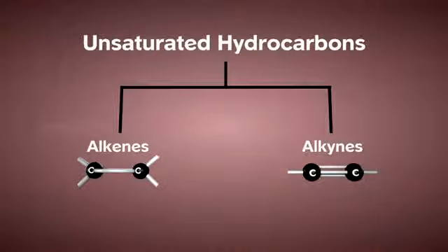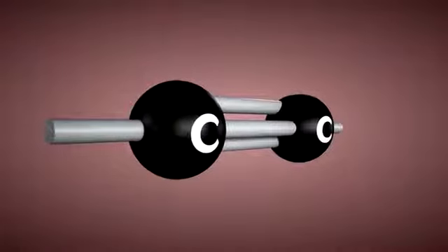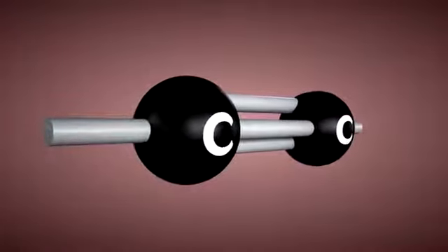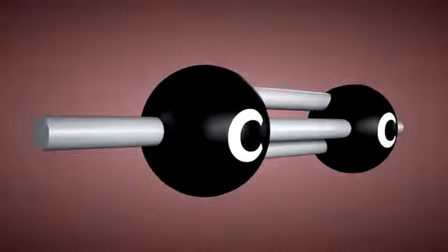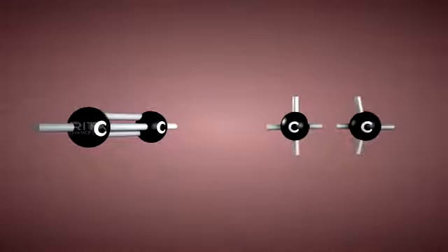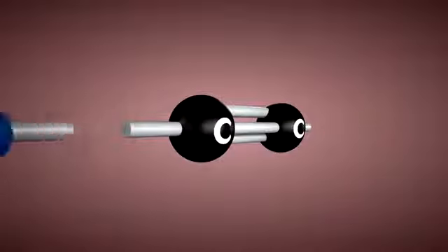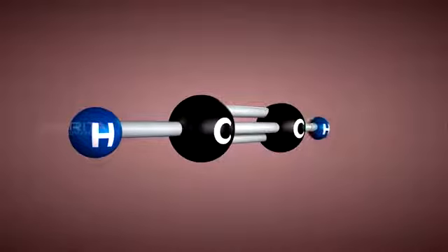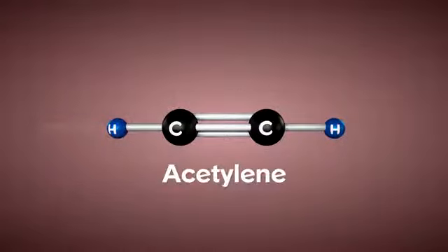Within the unsaturated hydrocarbons, we have seen the alkene family. Now we will learn about alkynes. Hydrocarbons with at least 1 carbon-to-carbon triple bond are called alkynes. When 2 carbon atoms share 3 electrons each, a triple bond is formed. Let's introduce the alkyne family members. Ethyne is the first member of the alkyne family. It is also called acetylene.